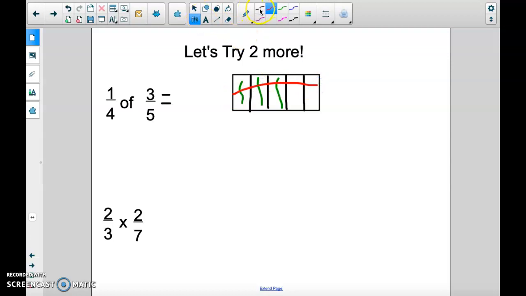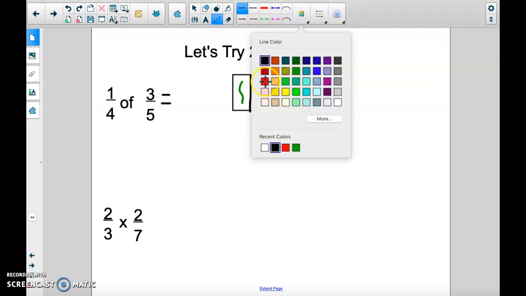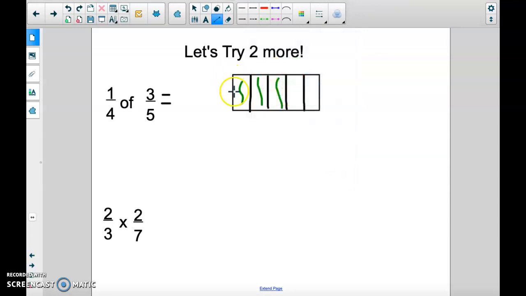Oh, that didn't work. Let me use the line this time. And we'll make it red just so we can see it. That's a bit better. Sorry about that. Okay, now we want 1/4 of the 3/5. So that area would be right here.